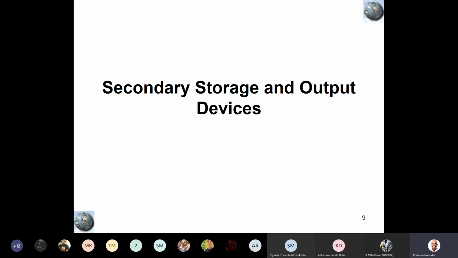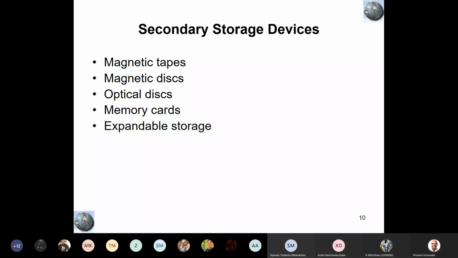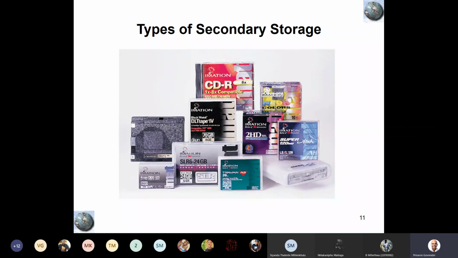Secondary storage and output devices. Storage devices, we're talking magnetic tapes, magnetic disks, optical disks, memory cards, your flash drive, and I should have included something related to cloud storage. By the way, the reason I'm using Telegram is that our messages are stored in the cloud. Right? That's secondary storage.